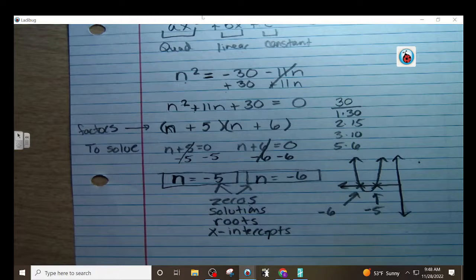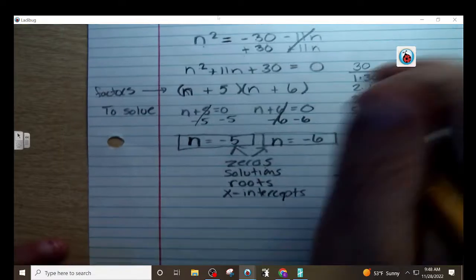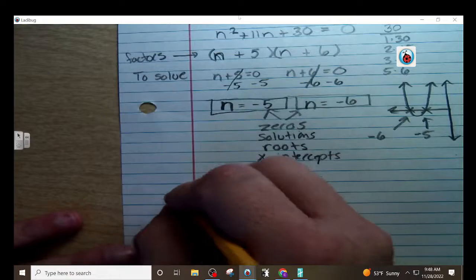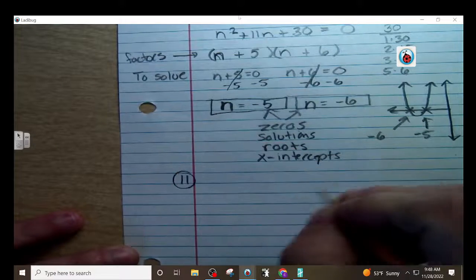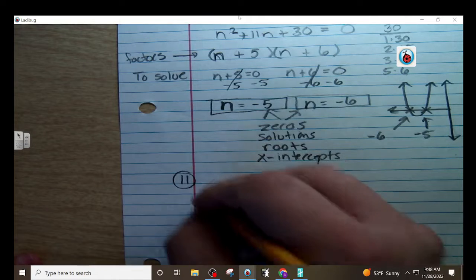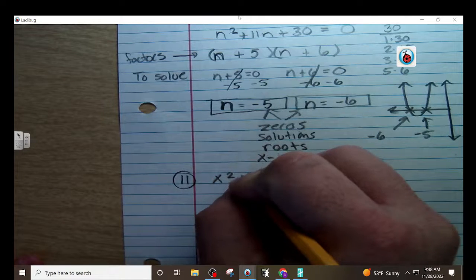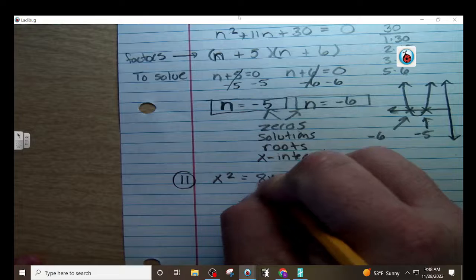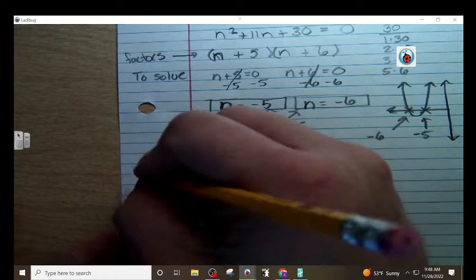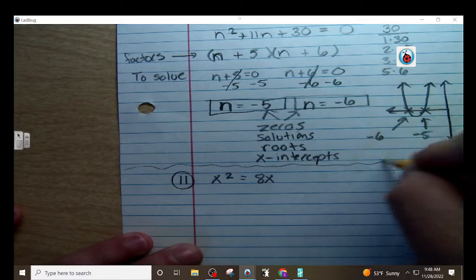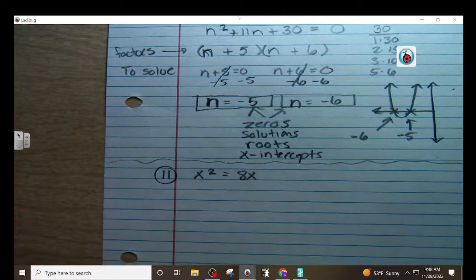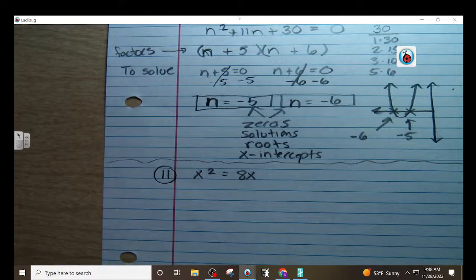Now let's look at one that's a binomial. X squared equals 8x. Now guys, when you go from a trinomial to a binomial, the way you factor it is much different. Okay? They're actually easier to factor, but people have the most trouble with them because you don't see them that often.